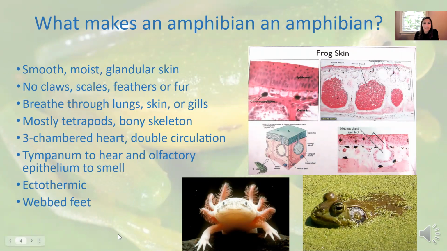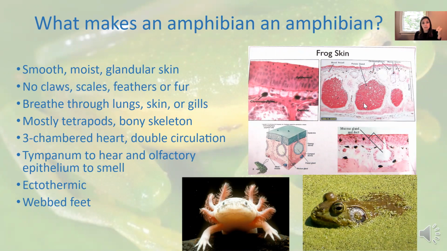So what makes an amphibian? They generally have smooth, moist, glandular skin because again, many will breathe through their skin. You can see a cross-section of frog skin here, where they'll have different glands. These are mucus glands to help keep the skin moist, because if there's going to be gas exchange, there needs to be moisture. There can also be, in some species, poison glands.